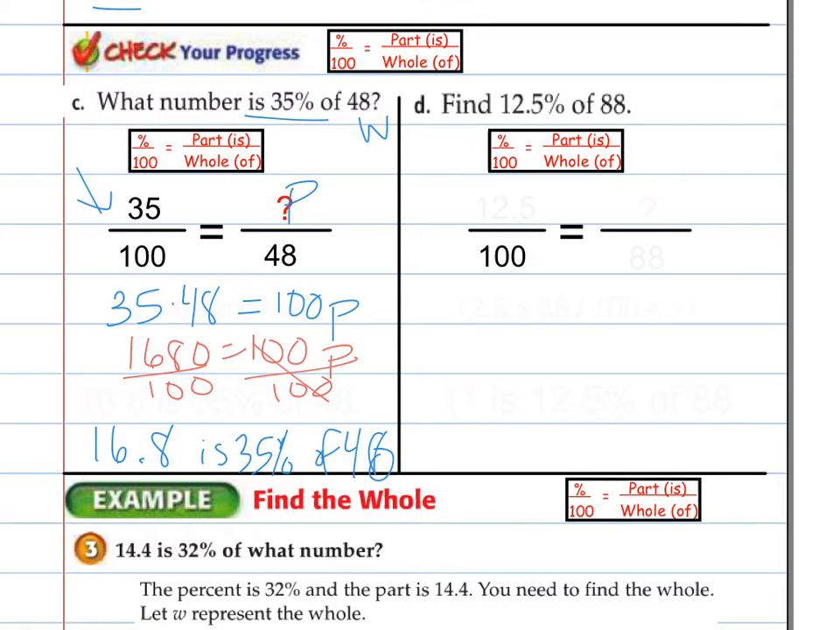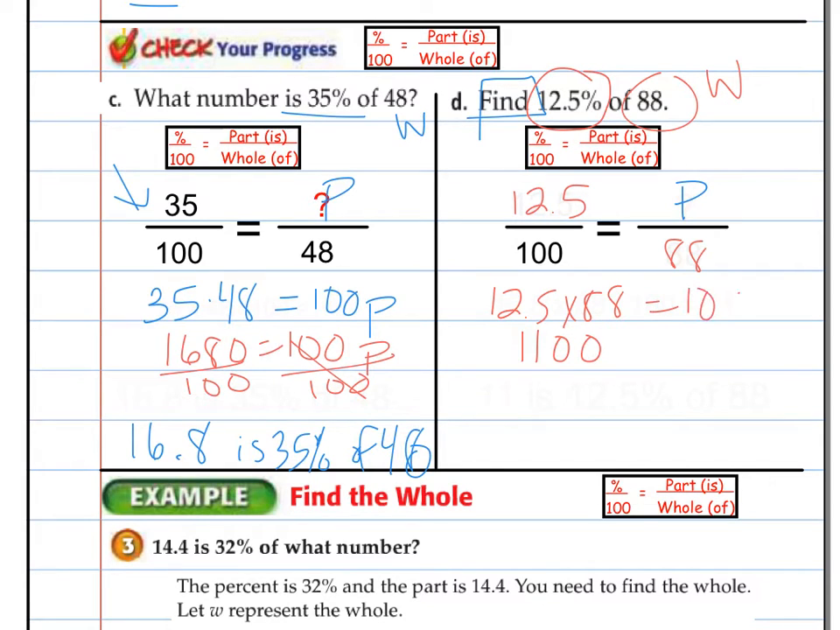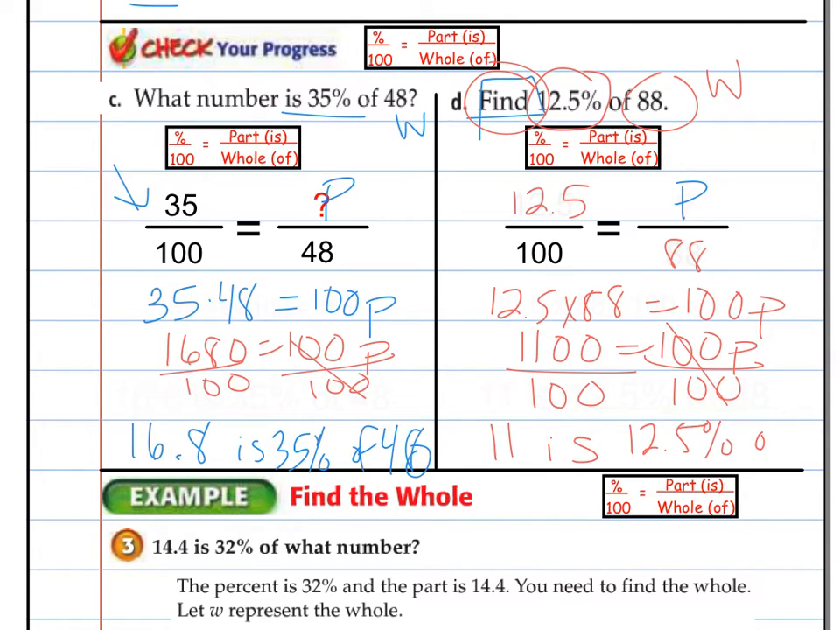Over here, sometimes it'll just say find instead of what is. So find, meaning we're looking for our part, 12.5% out of 100 of 88. So cross products would be, we're going to do our 12.5 times 88. And then we get 1,100. And that's equal to 100 times P. So we divide by 100 to get P alone, and we get that 11 is what we found, 12.5% of 88.